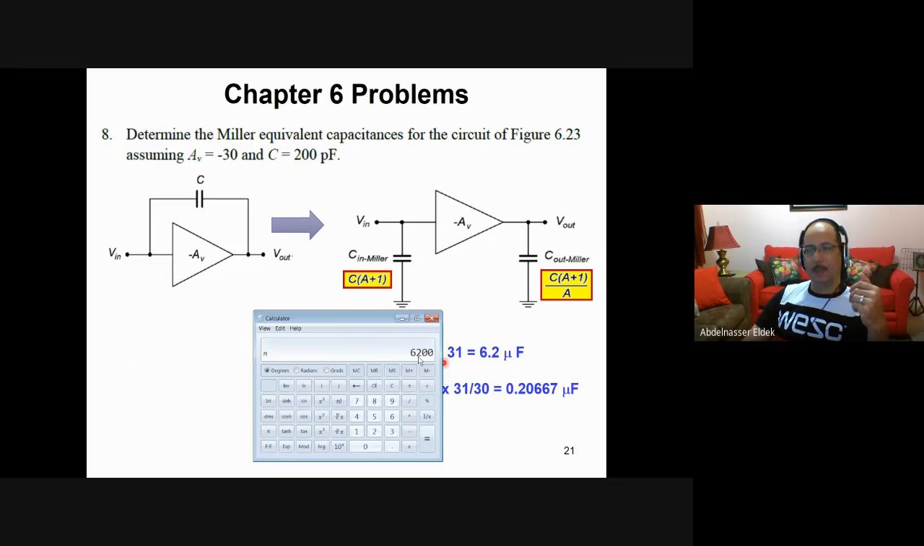Okay, 6,200 picofarad, which is 6.2 nanofarad. This is 6,200 picofarad. And then you divide it by A. You see here, you divide everything by A. When you divide it by A, which is 30, this is the answer in picofarad, 206 picofarad. Okay, or you can say it is 0.20667 nanofarad. You can do that. Okay, it's up to you.